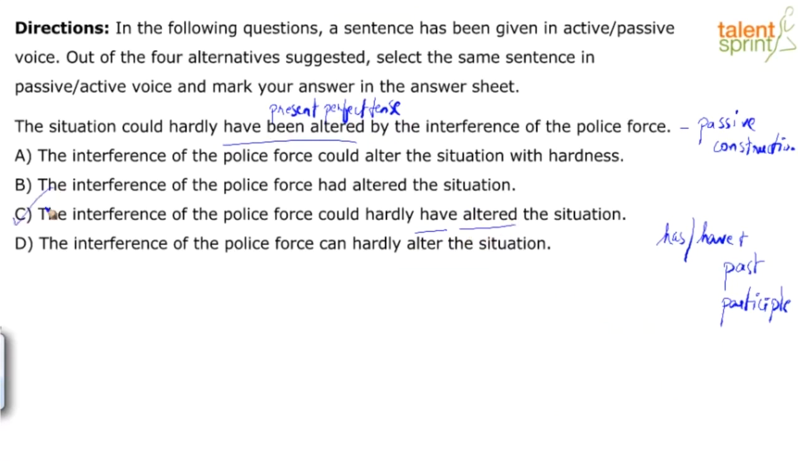Option C, right? We don't need the past tense. "Could alter the situation hardly" doesn't make sense logically. A, "The interference of the police force can hardly alter the situation", gives you a completely different meaning. So the right option is C. This one at least, it's very clear, no doubt, it's option C.